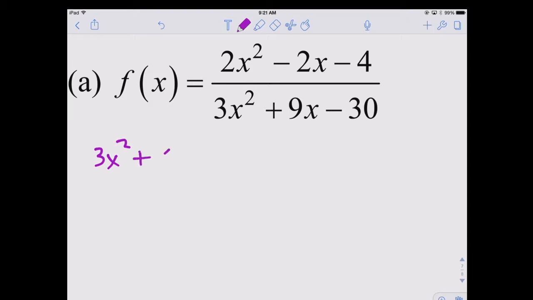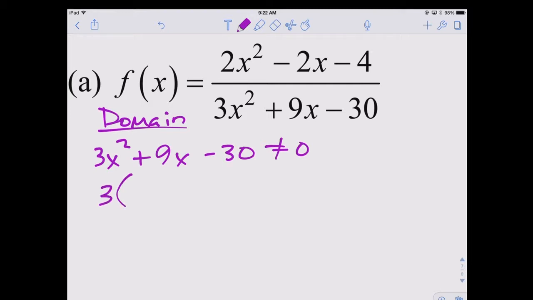So 3x squared plus 9x minus 30 cannot equal 0. This is finding the domain. And if it's equal to 0 or not equal to 0, we try to factor it. The first rule of factoring is to Google it? No. Look for a common factor, right? In this case, it's 3.